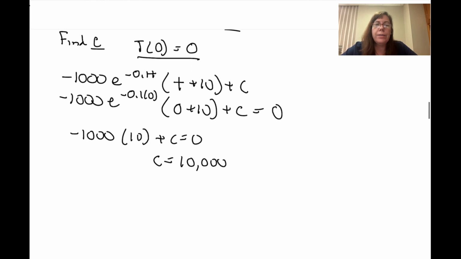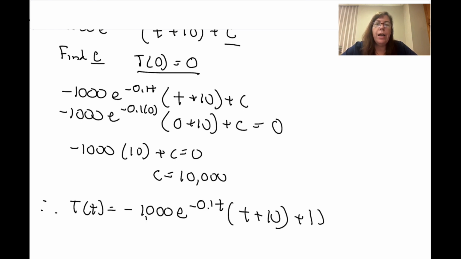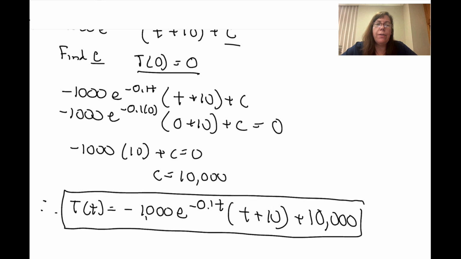So the problem asks us to find an equation that represents the production, and that would be this T(t), which is -1,000e^(-0.1t) times (t + 10), plus 10,000. So that's how you do integration by parts.